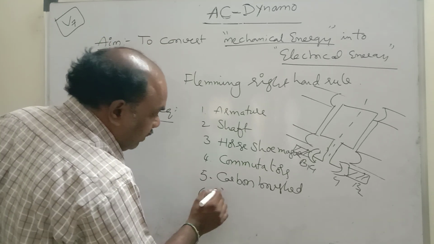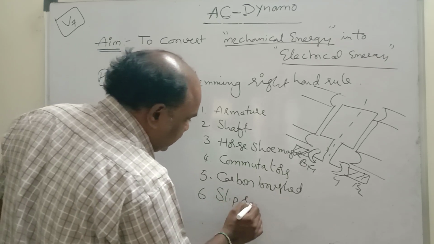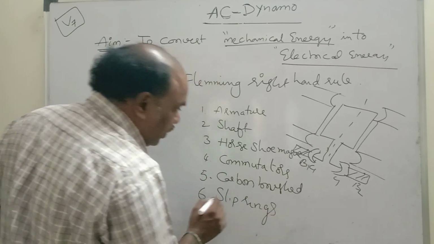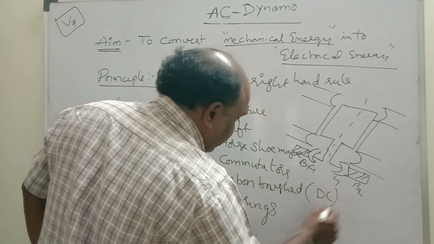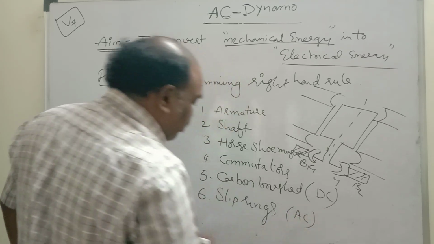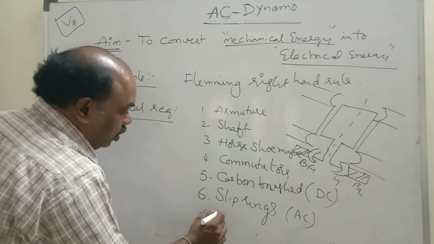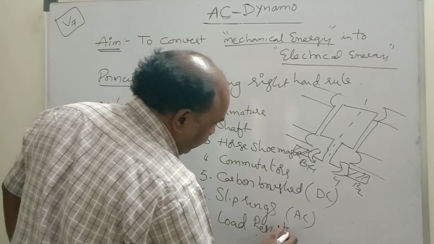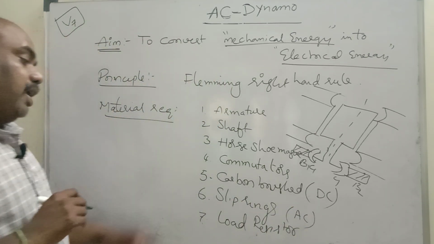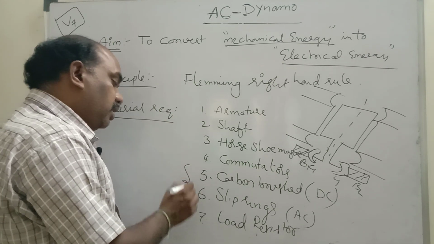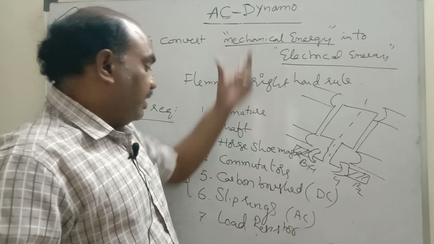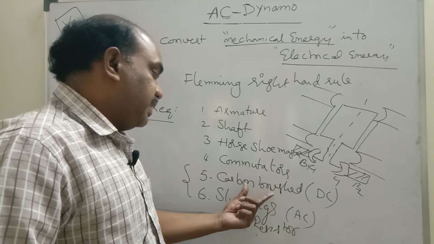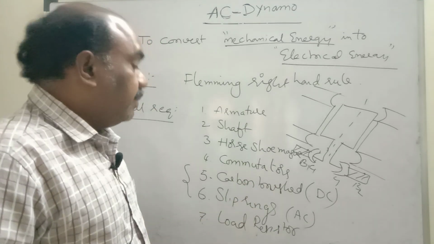Sixth one, slip rings. The commutator is for direct current, this is for alternating current. These two we call slip rings. Last one, load resistor, high resistance load resistor. These are the materials required. Here I wrote the materials for both AC and DC. For AC we use carbon brushes, and instead of commutators you use slip rings.